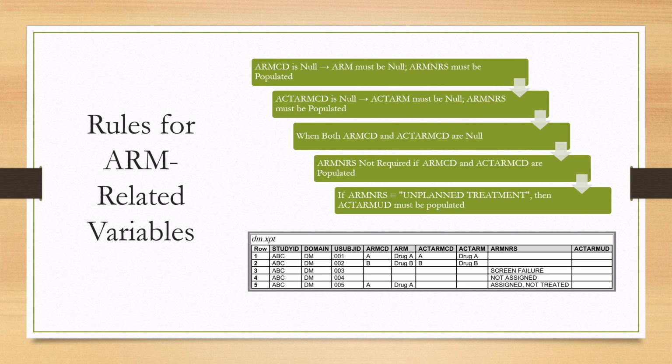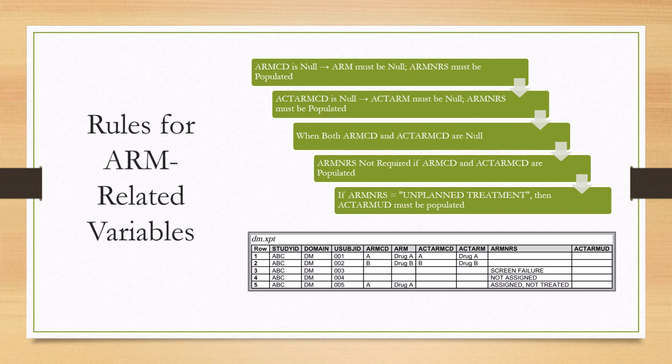But there is another scenario for which this rule is true: the subject was assigned to a particular arm, but the subject did not receive any treatment. So in that scenario also, the actual arm and actual arm code can be null, and the coded value is captured in the ARM NRS, and the description will be captured in the ACT ARMUD.